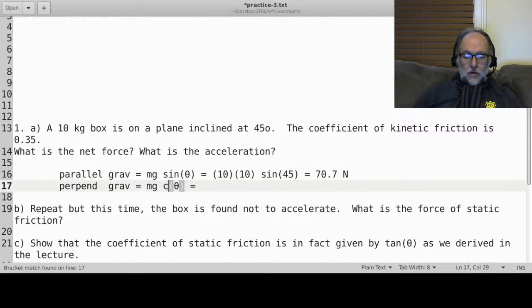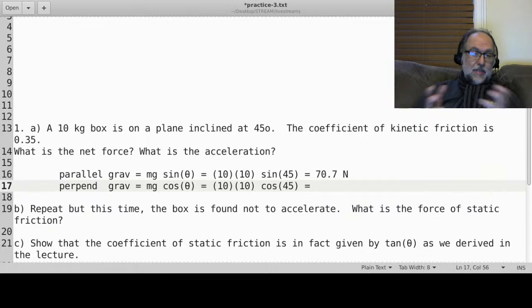With cosine replacing the sine. Okay, and that's going to be 10 times 10 times the cosine of 45 degrees, like that. All right. And sine and cosine of 45 degrees is the same number.